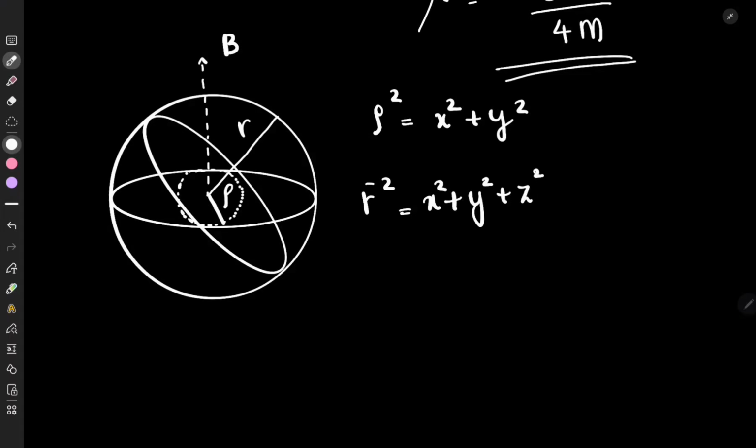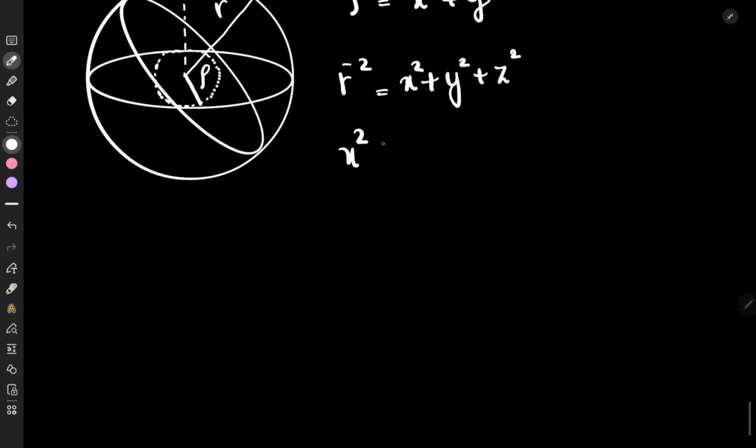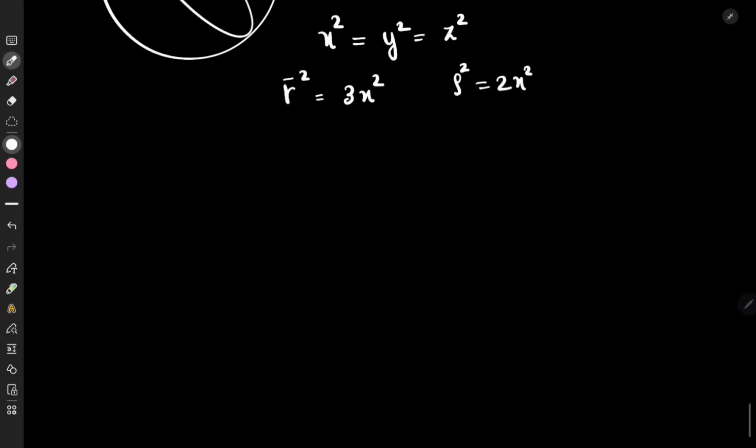It is said that in the absence of the field, the electron motion will be spherically symmetrical. So we can say that x square is equal to y square is equal to z square, and therefore r square is equal to 3x square, and rho square is equal to 2x square. So the average radius rho square can be written in terms of r square: you will get 2 by 3 r square. So this is the average radius in terms of radius.